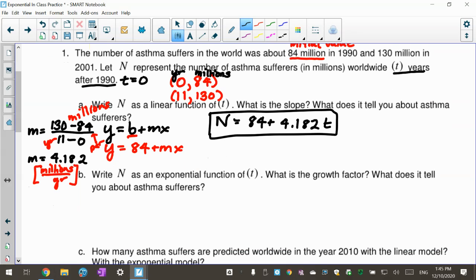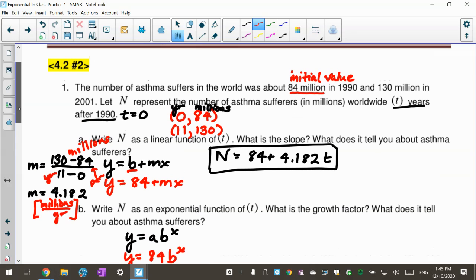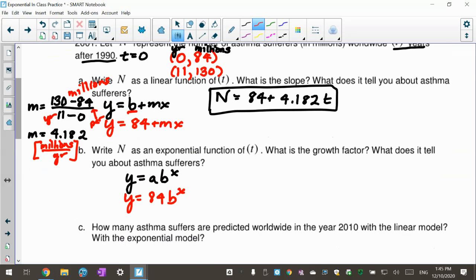Now let's look at b, and this is what I tried to do before. They want you to do an exponential function, so I'm going to do y equals ab to the x. I go back to my initial data points, and I still have my initial value. So in my equation, it's y equals 84 b to the x. Now I look at this and say, well, I've got to find my b. Well, you don't need to do the ratio part. All you need to do now is plug in your other data point, which if we look here at the top, is going to be 11, 130. So I put the 130 here equals 84 b to the 11th. And then I say, okay, b to the 11th is going to be 130 over 84.